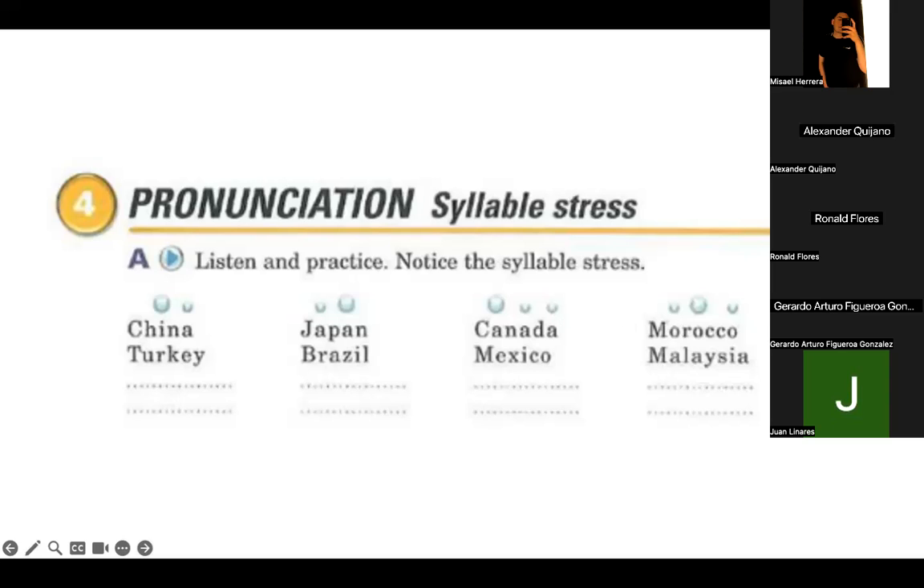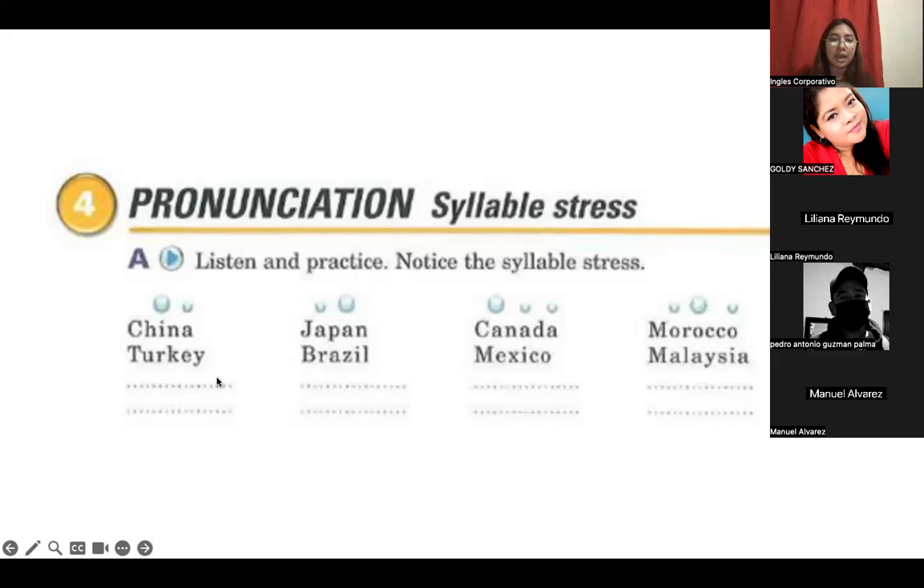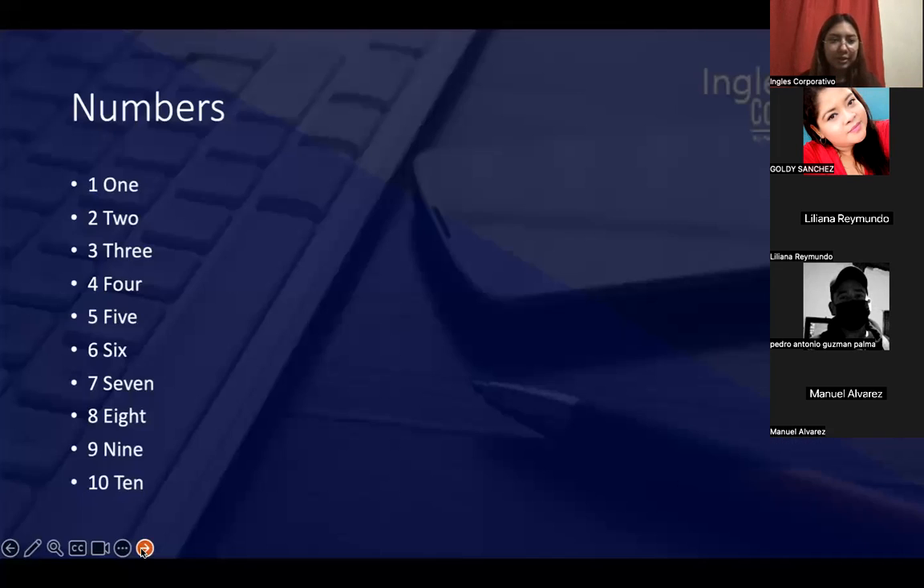Morocco and Malasia. Awesome, guys. De eso se trata el stress: que ustedes aprendan a ponerle la fuerza de voz en la que va. Yo sé que puede ser un poco difícil porque no vamos a ir palabra por palabra buscándole las sílabas, right, y tratando eso. No, en este caso vamos a conocer primero las palabras. We're going to get acquainted with the words. Vamos a conocer las palabras, a relacionarnos con ellas y luego a mejorar su pronunciación de esta forma. En este caso ya tenemos estos ejemplos, right? Y ahí es donde va el stress, o sea, la fuerza de voz.